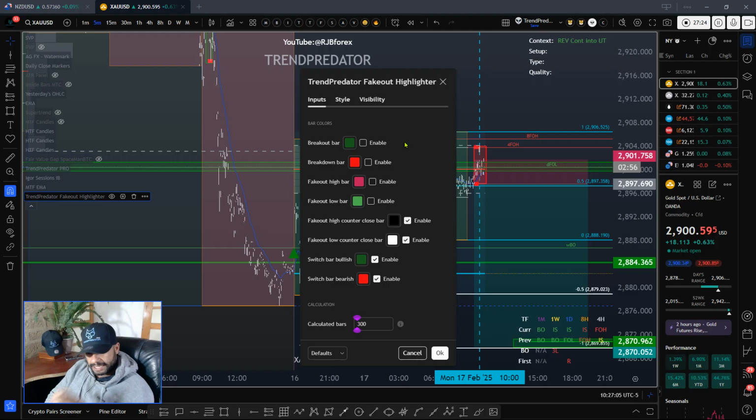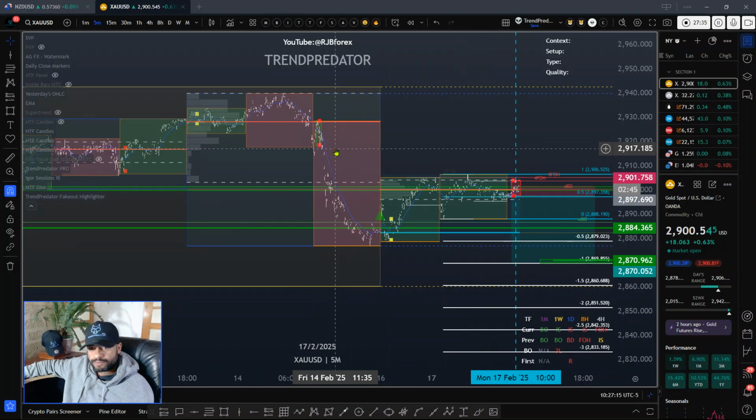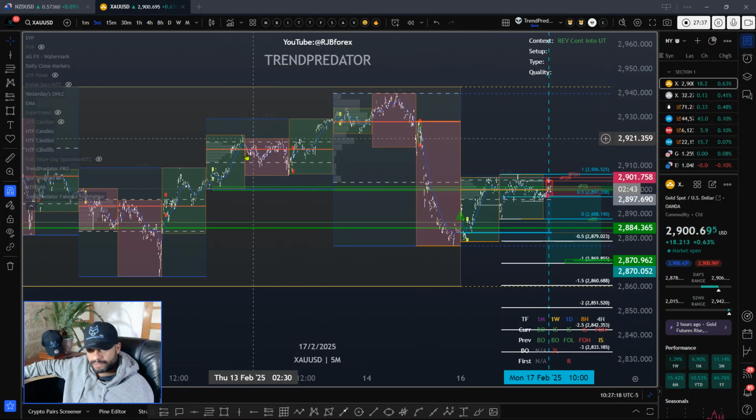So if we've got days that have broken out, and we close in breakouts, so like for instance on Friday we broke out of the previous day. Okay, there was the low, so we broke out and we closed in breakouts.